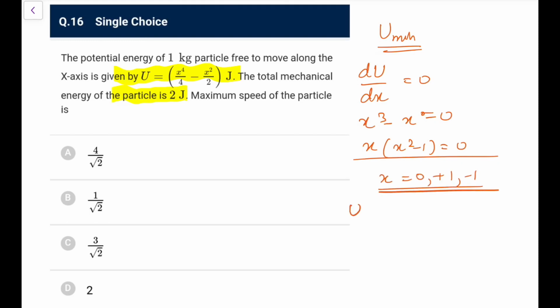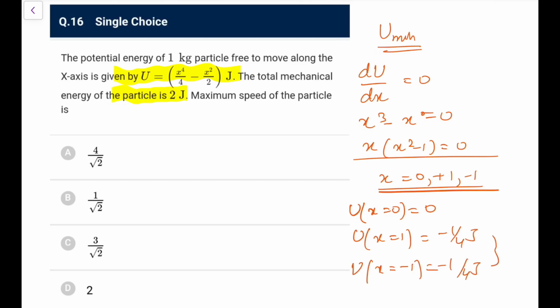Check the values. U at x equal to 0 you know is 0, U at x equal to 1 you know is 1 by 4 minus 1 by 2, that is minus 1 by 4 joule. U at x equal to minus 1 again would be equal to minus 1 by 4 joule. So minimum energy is minus 1 by 4. That means K max will be 2 plus 1 by 4, that is 9 by 4. Just remember, K max can be greater than E if U reference is taken as negative in some cases, or U is negative at some point. So K max is 9 by 4.